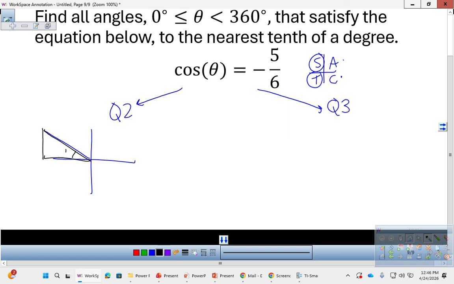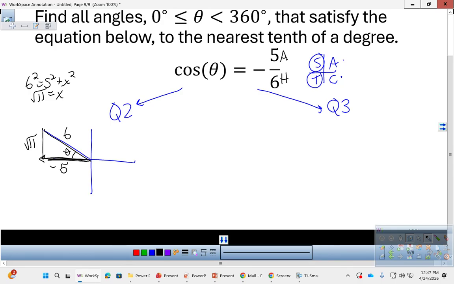Here's my theta. So I know that cosine is the adjacent over the hypotenuse. The adjacent leg is this one, and the hypotenuse is 6. One of those has to be negative, and I'm going on the x-axis here to the left, so that puts this as a negative side length. I could use the Pythagorean theorem to find the remaining side length, and I would get root 11. I don't think it affects this problem, but you could do 6 squared equals 5 squared plus x squared, and eventually you get root 11 equals x.